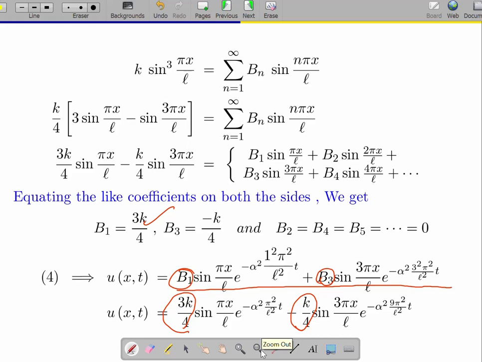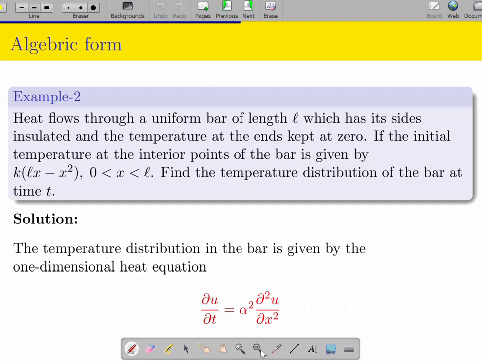So now we go to see the next problem. Now it is in the case of algebraic form. The heat flows through a uniform bar of length L, which has its sides insulated, and the temperature at both the ends is kept at zero. Since the ends are at 0 degrees, it comes under type number 1. The initial temperature at the interior point of the bar is given by k times Lx minus x square, so the length of the bar is L. Therefore, x lies between 0 and L.